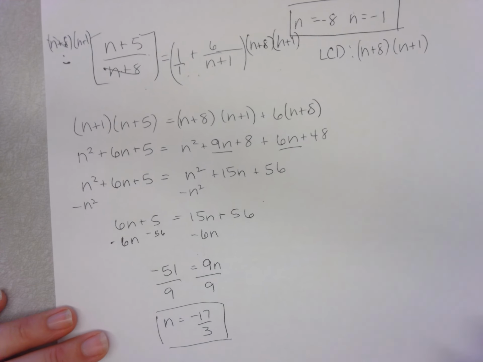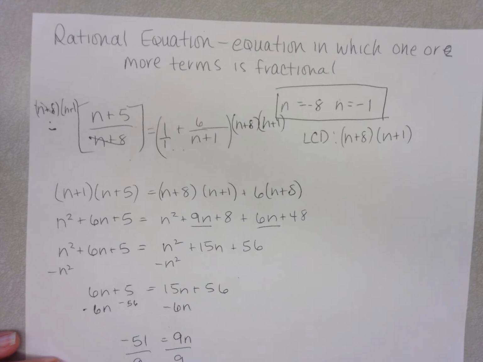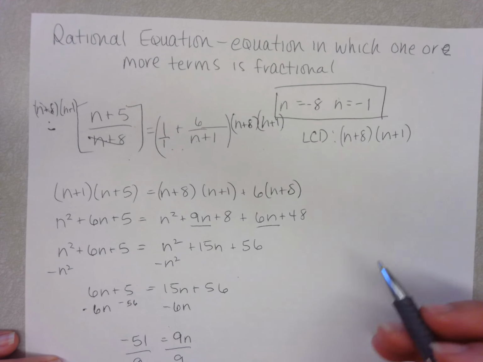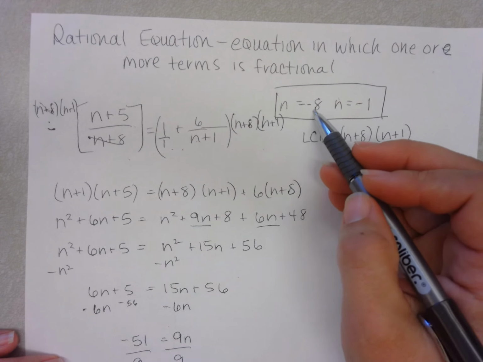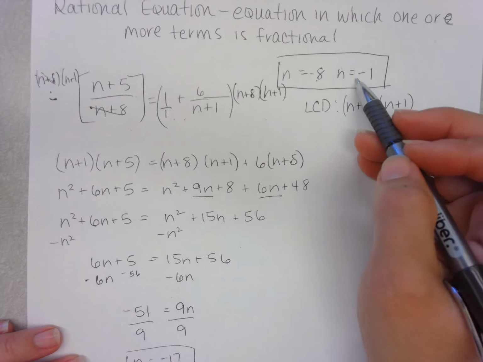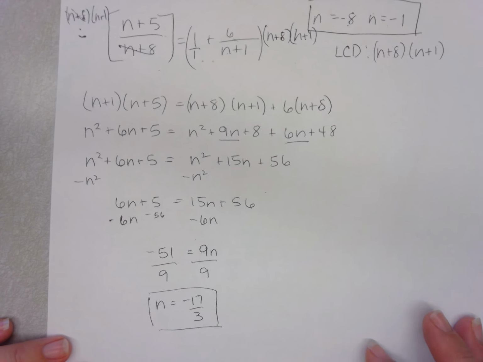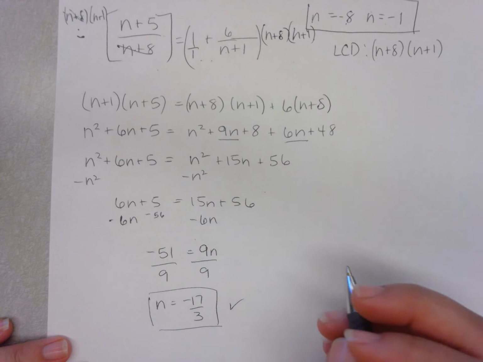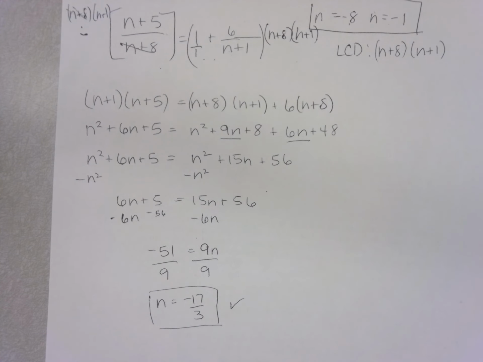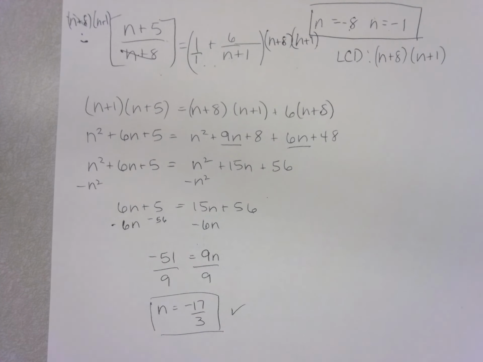So the last thing that I need to do is just check and make sure that I didn't use anything I'm not supposed to. So this isn't 8, negative 8, and it's not negative 1, so this is a solution. Okay, so let's move on to a more interesting one than that.